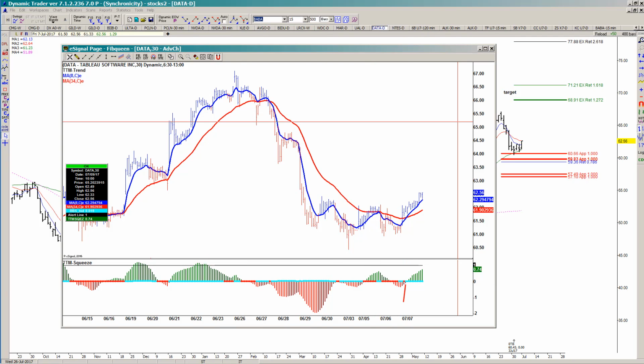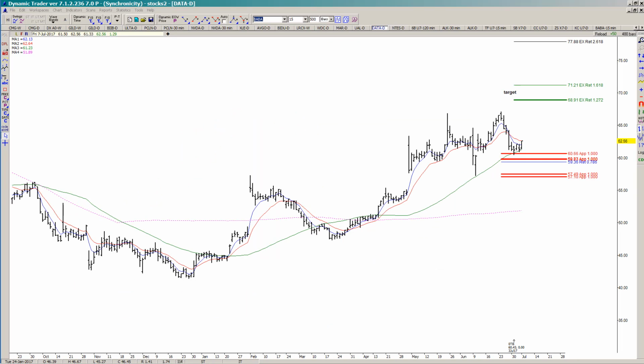Okay, but what do you do with this? Well, some of my traders will just buy stock outright and then define the risk either underneath this low or underneath the low end of the zone. Depends on how you write up your trading plan.